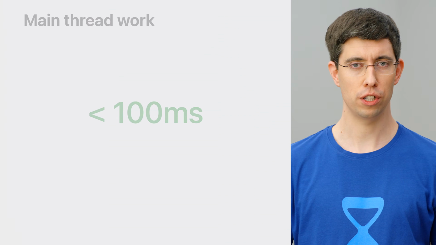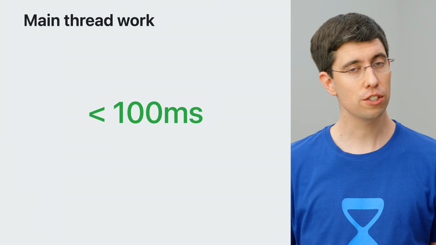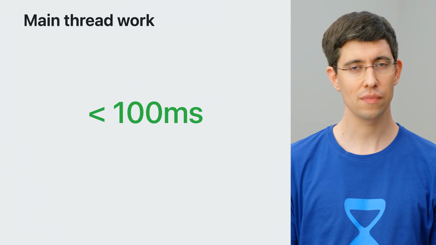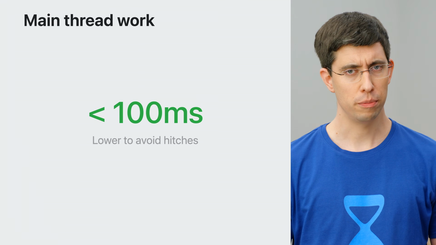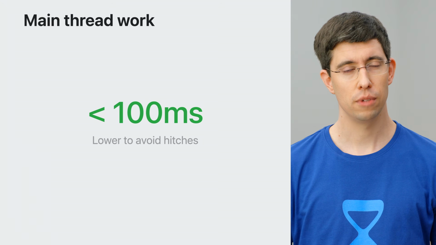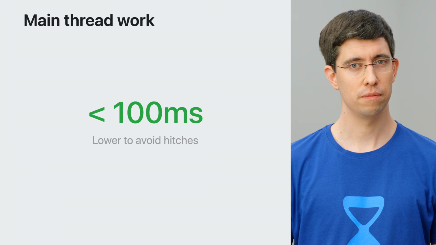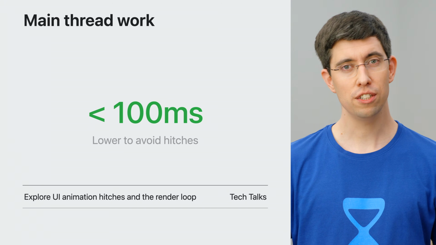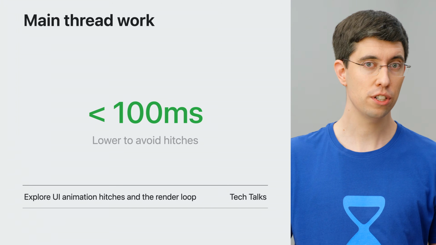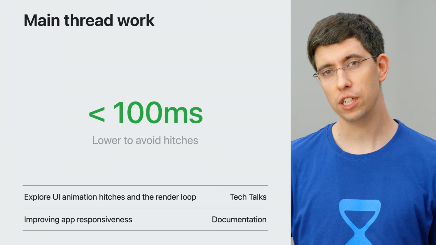Given that every update to a UI element needs some time on the main thread, and we want these updates to happen within 100 milliseconds to feel real, ideally no work on the main thread should take longer than 100 milliseconds. If you can be faster, even better. Note that long-running work on the main thread can also cause hitches, and lower thresholds apply to avoid hitches. You can find more details about hitches in our tech talk, Explore UI Animation Hitches and the Render Loop, and our documentation about improving app responsiveness. Today, we focus on hangs.